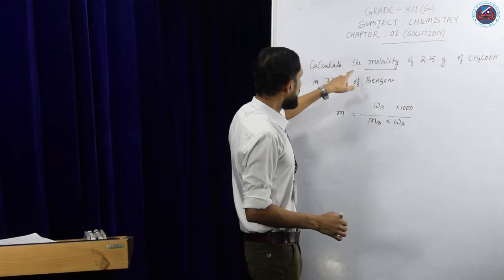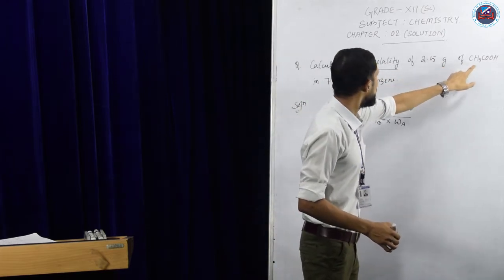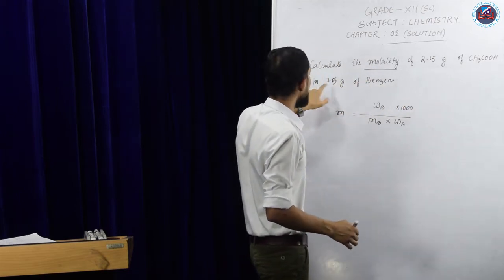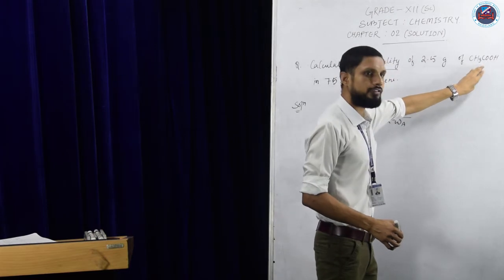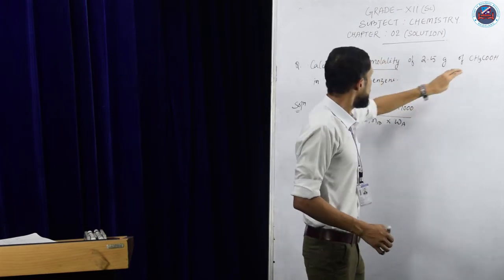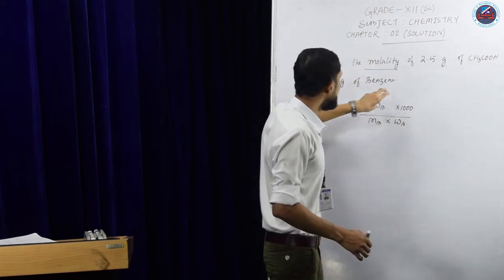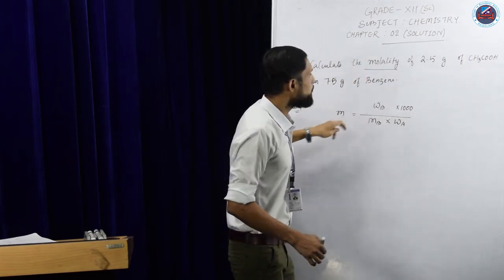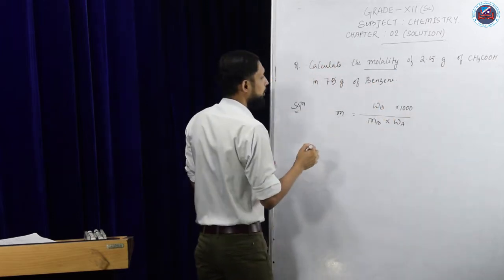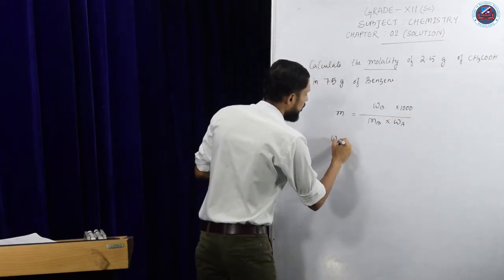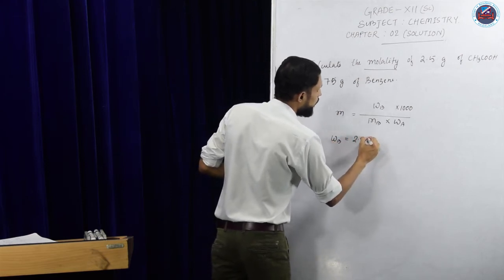Now, according to the question, 2.5 gram of CH3COOH in 75 gram of benzene. That means acetic acid is dissolved in benzene. So acetic acid is solute, benzene is solvent. So it's given 2.5 gram of CH3COOH. That is mass of solute. WB is equal to 2.5 gram.